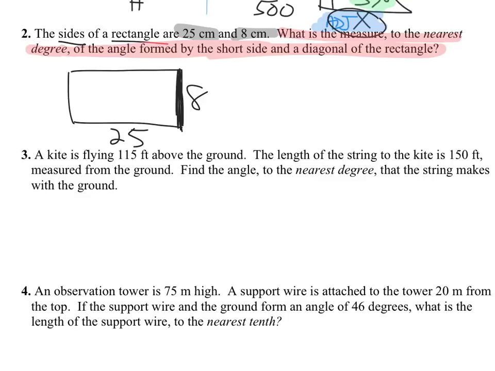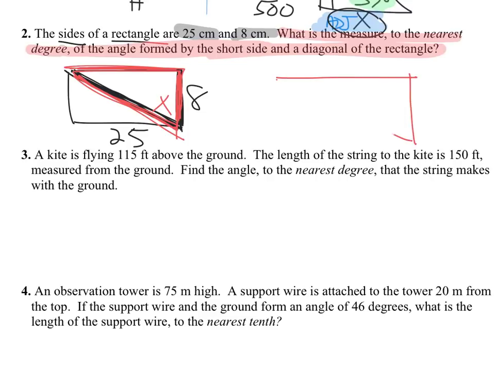We're going to form a diagonal of the rectangle. So it says, what is the angle formed by this short side and the diagonal? So this angle right there. So here I have 2 right triangles, and what I'm going to do is I'm going to use this red upside down triangle. So I'll redraw that over here.